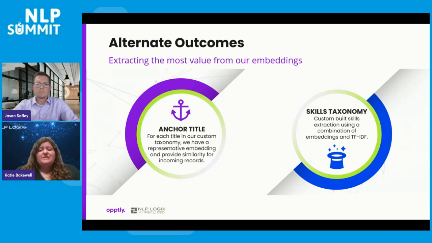Similarly, we use TF-IDF and a combination of those embeddings to build out a skills taxonomy that lets us see not only for an overall candidate, what are the skills, but specific to a job, specific to a specific title, what are the skills for this candidate? What are the skills for that actual job? So that lets us have a really robust view of skills that we wouldn't otherwise be able to have.